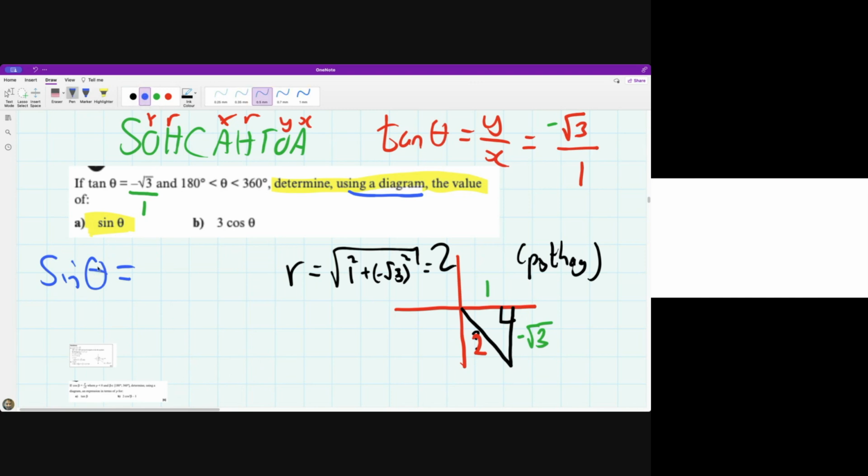Now, for the sine of theta, let's go to my little thing here. It's y over r. So what is y? Well, y was minus root 3, because that's the y bit over here, right? That's the y. And then r, well, r was the stuff that you just worked out, which was 2. So that was like this part over here. So that is the answer to A. I want you to work out for me using the drawing, what is the value of 3 cos theta?